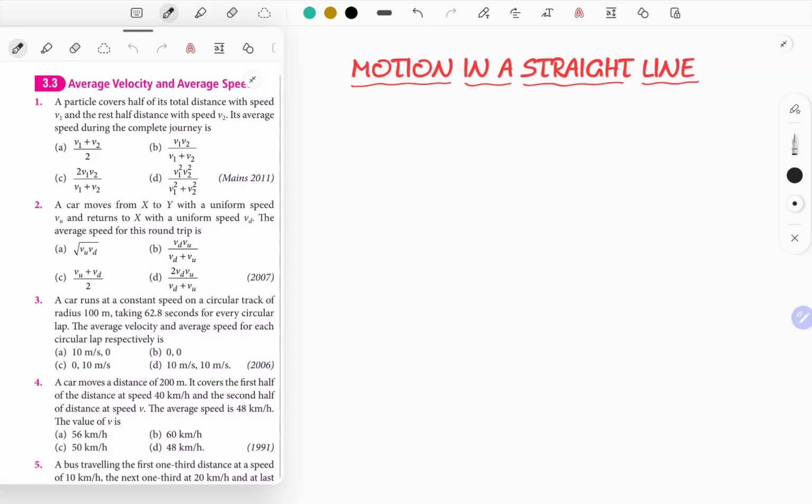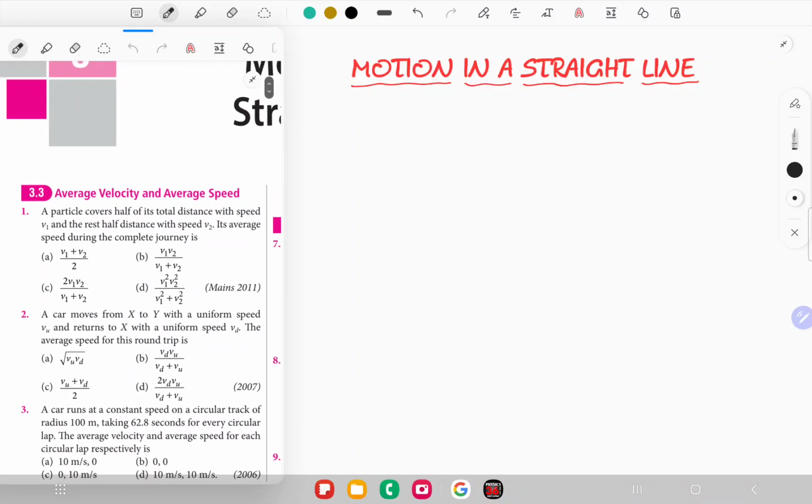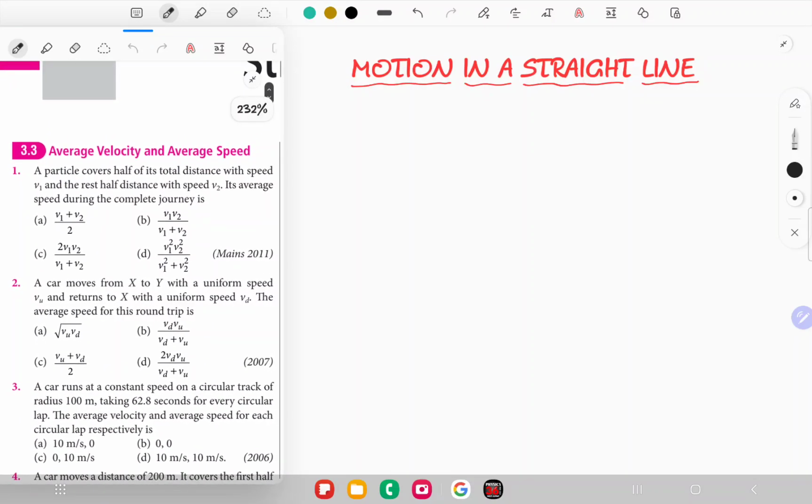I hope you went through the previous chapter, that is units and measurements, previous year questions of NEET examination. Today I would like to solve motion in a straight line previous year questions in NEET examination. Let's get started. Look at question number one.